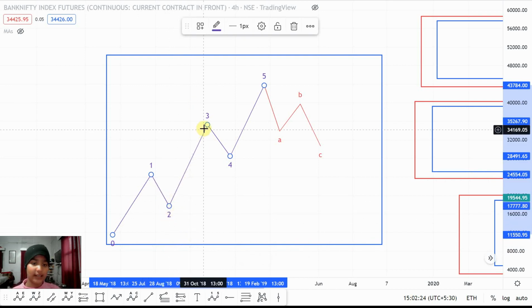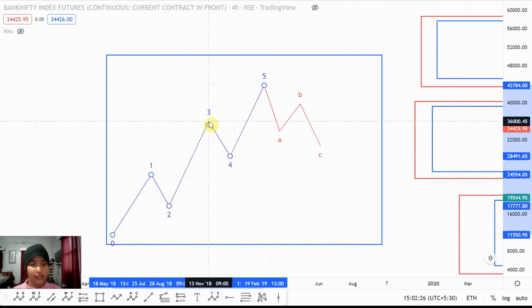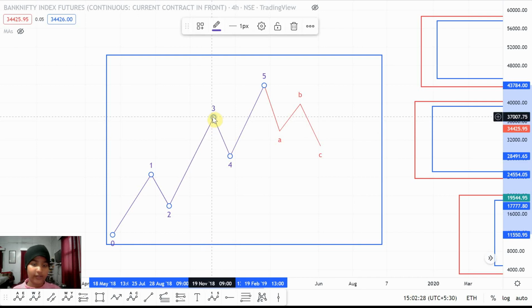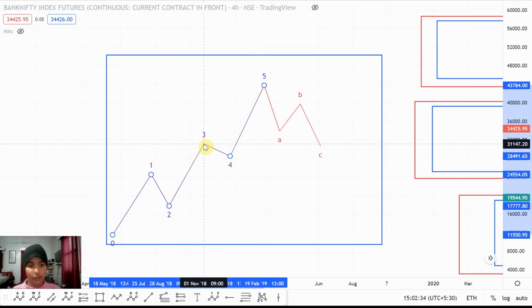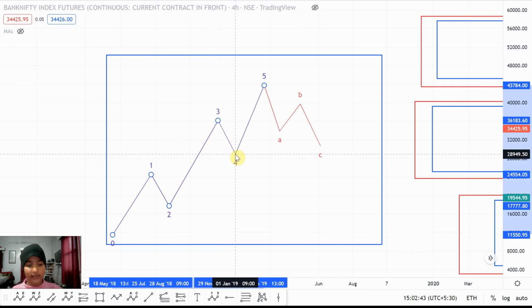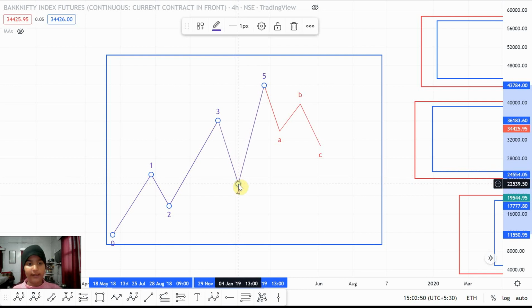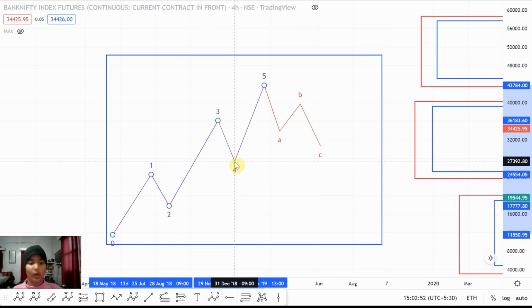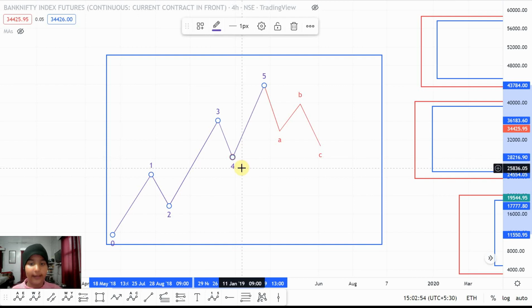The second rule is that the third wave should not be the shortest compared to the first wave or fifth wave. If our third wave is shorter than both the fifth wave and the first wave, then my count is wrong and I have to change my count. And my third rule is that the fourth wave should not go into the territory of the first wave. If I am marking it like this, then my count is wrong and I'll have to mark it again.